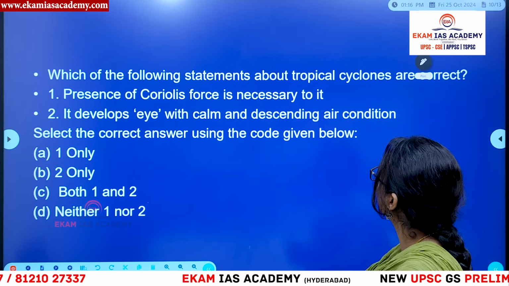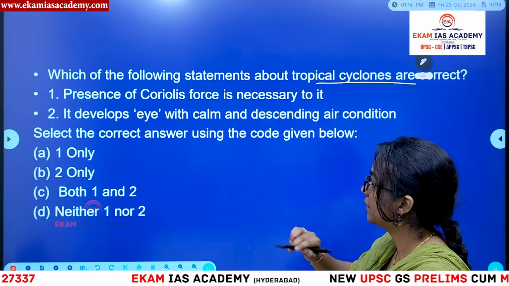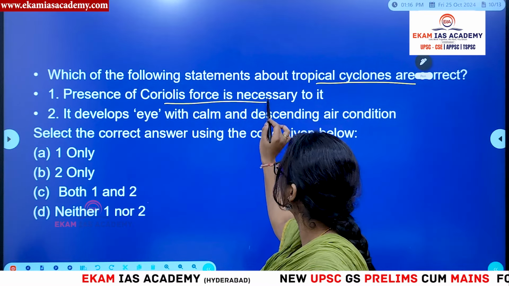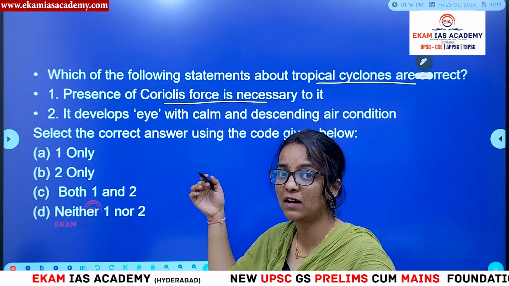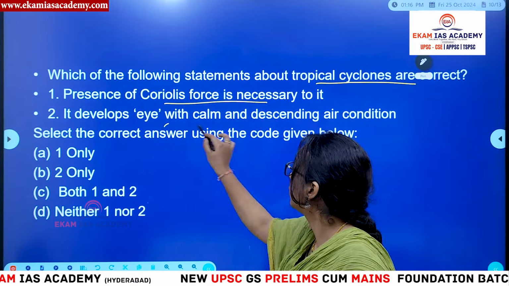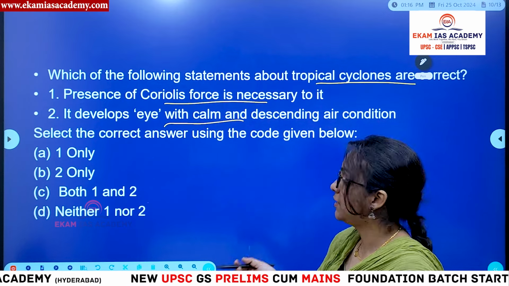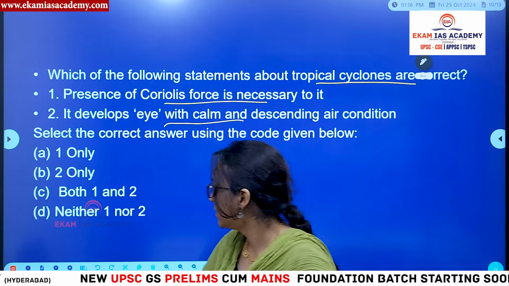Which of the following statements about tropical cyclones are correct? See, as presence of Coriolis force is necessary, they are asking basically the conditions. It develops high with calm and descending air condition. If you know the answer, please comment in the comment section.